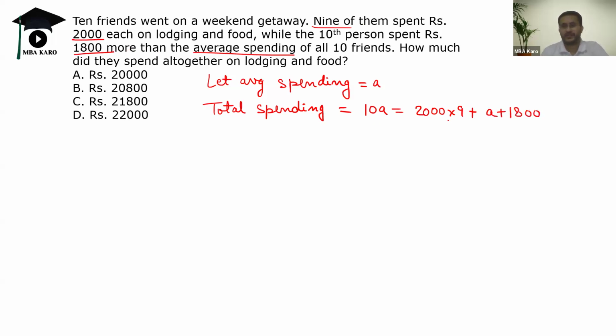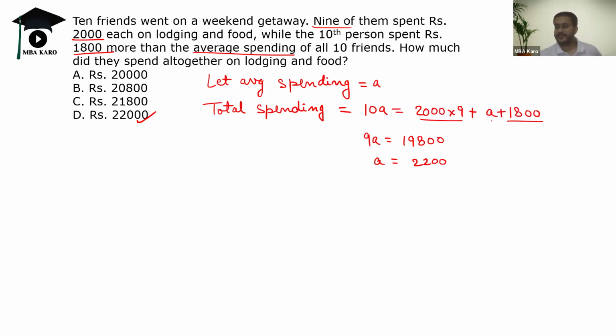A plus 1800, because he's spending 1800 more than the average. So what do we get? We bring A this side, we will get 9A is equal to 18,000 plus 1800. That is 19,800. So A will be 2200. Average is 2200. So we will get 22,000 as the total expense. Okay, that was one approach.